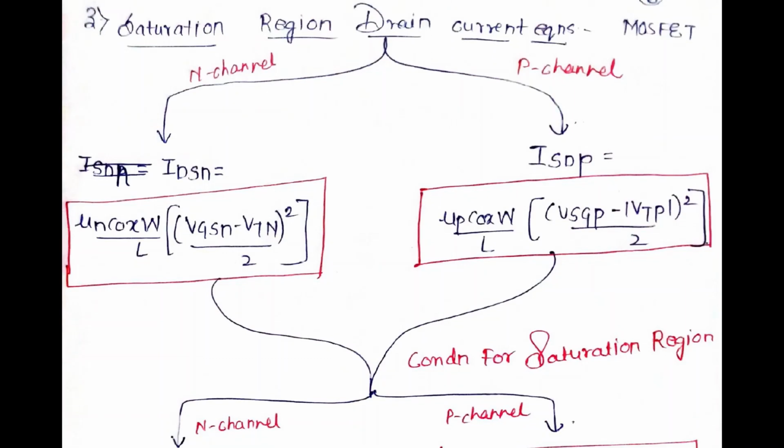Next, we have the saturation region. Now in case of your saturation region, if you see, we have again two channels, N channel and P channel.